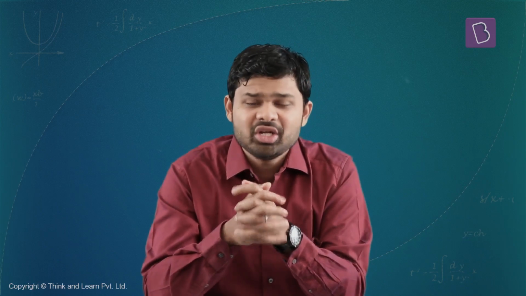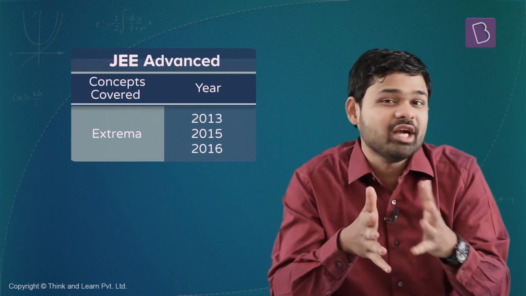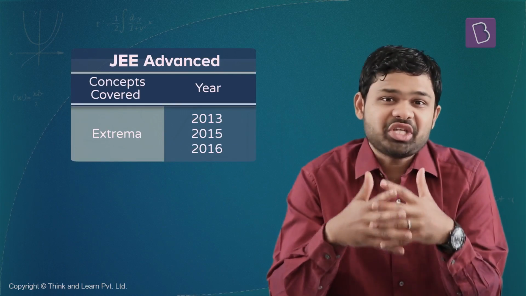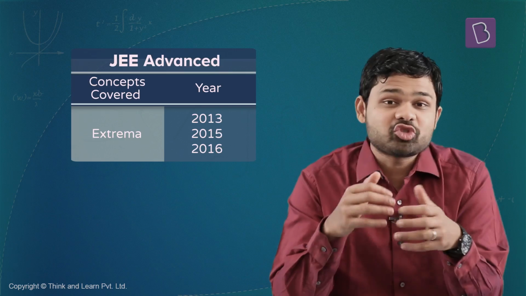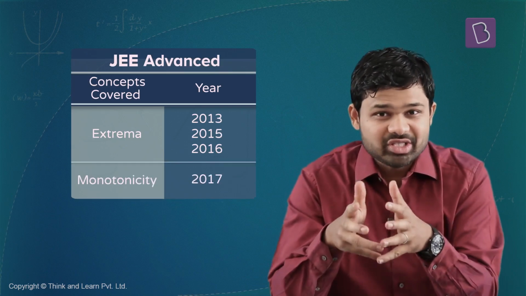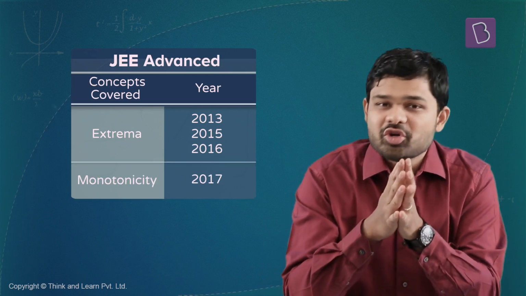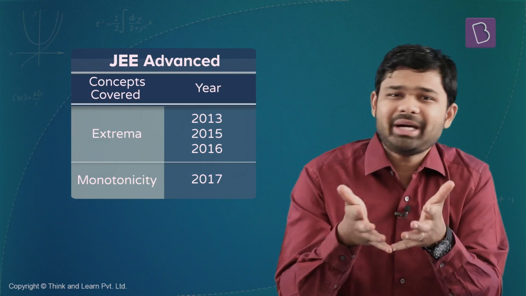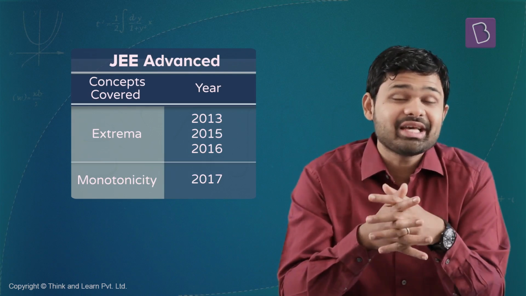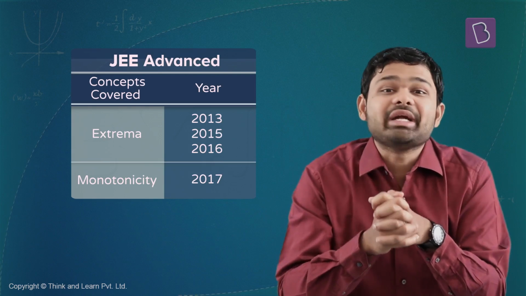So, extrema and monotonicity, how many questions have they fetched in the past few years in both Advanced and Main examination? Well, when you talk about the Advanced examination, in 2013, 2015 and 2016, the questions which came needed concepts of extrema to be used when you were solving the question. In 2017, the question which came required you to understand monotonicity in order to solve it. So, 4 out of the past 6 question papers in the Advanced examination had questions from this topic. Makes this topic really important, isn't it?